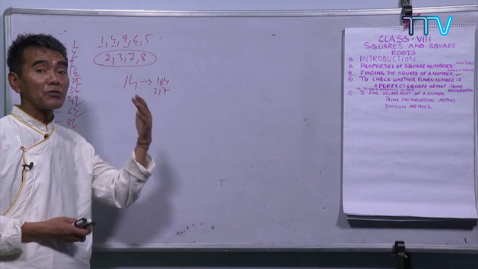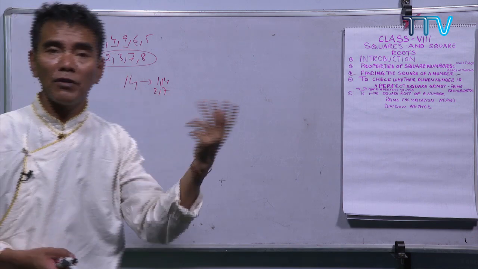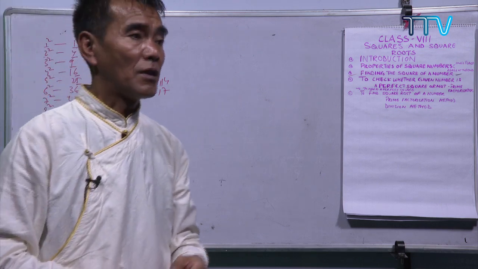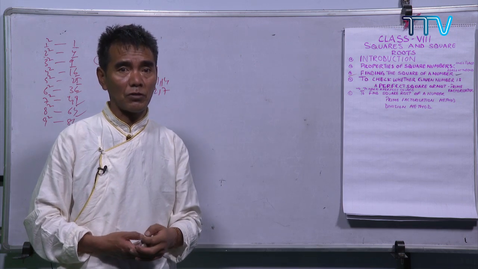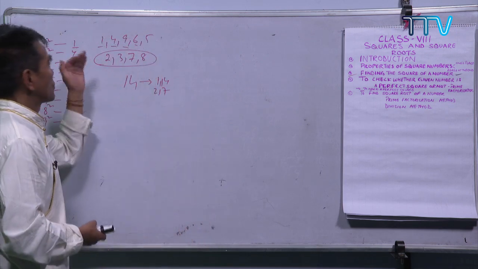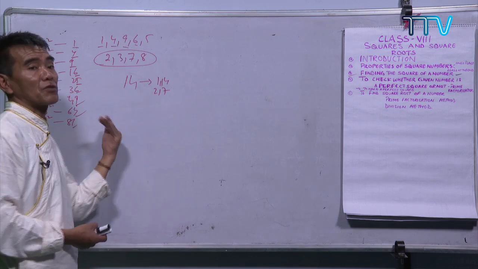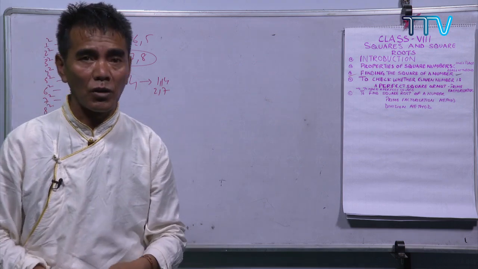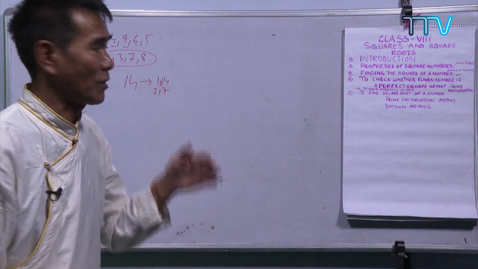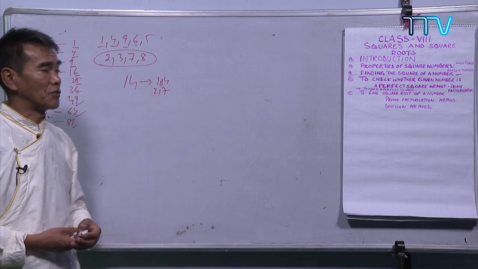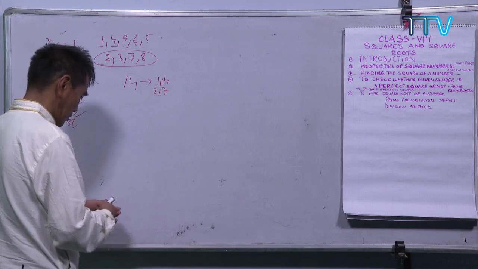To check whether a number is a perfect square, we have two methods: prime factorization and the division method. The division method we will learn later. In the prime factor method, a perfect square has factors in pairs. Given a number, we can check whether it is a perfect square by the prime factor method or the division method.